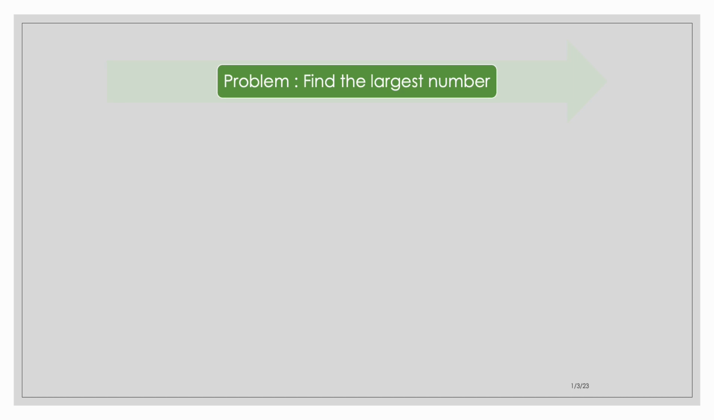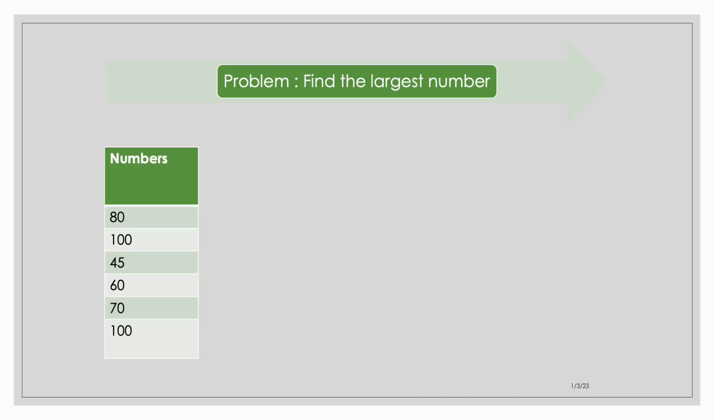Let's take a small problem and see how we write an algorithm corresponding to it. The problem here is very basic. We have to find the largest number. A list of numbers is given to you. So what is the output needed? It's the largest number from these numbers. And what is the process? It's to find the largest number.